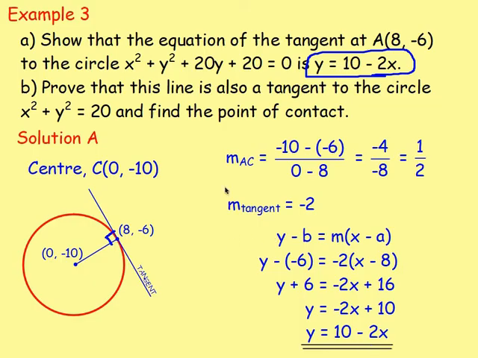For part B, prove that this line is also a tangent to this circle, x squared plus y squared equals 20. So now we're proving that this line is a tangent.